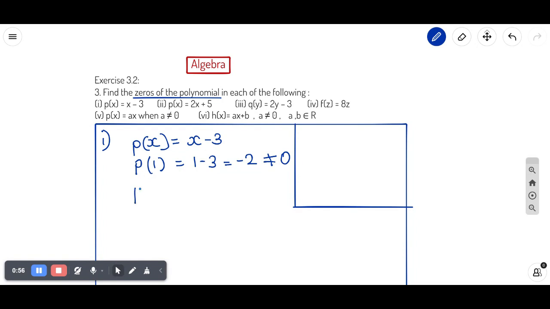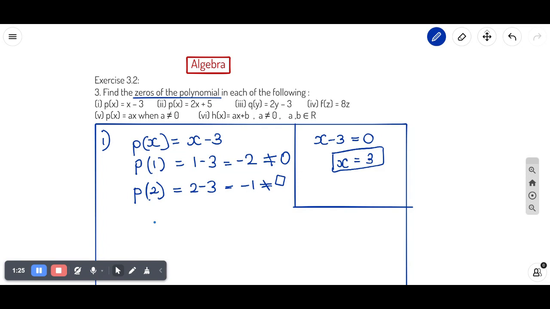And let us go with 2. If I put 2, this will be 2 minus 3, which is again minus 1 and not equal to 0. So sometimes you are not able to get the zeros that easily. One quick trick is to take the expression x minus 3 and equate it to 0. Now what will be your x? x is equal to 3. So this will be your answer for sure.